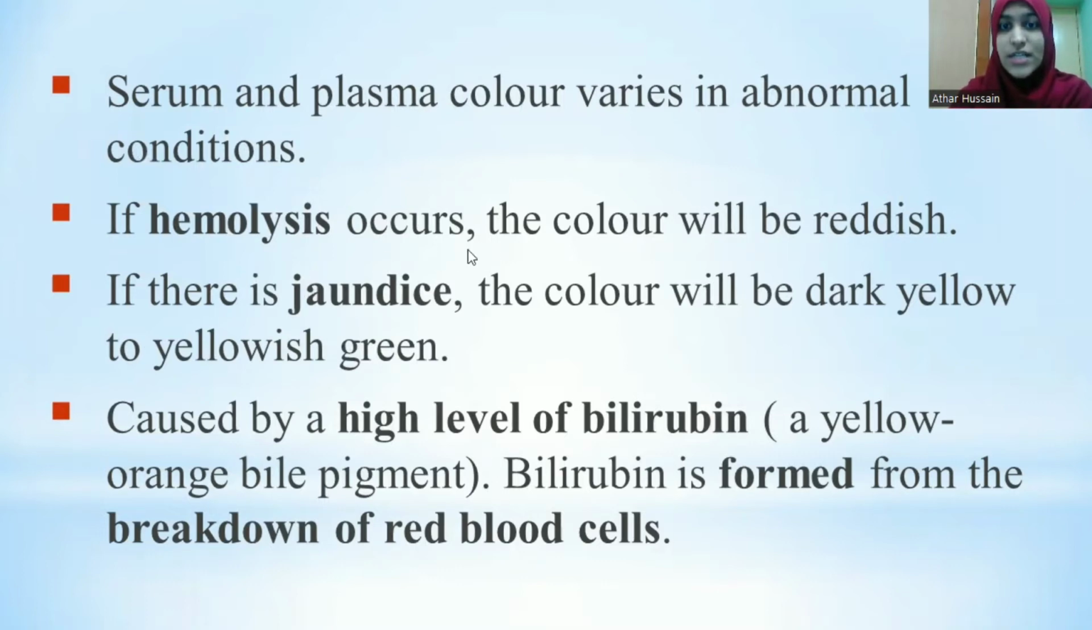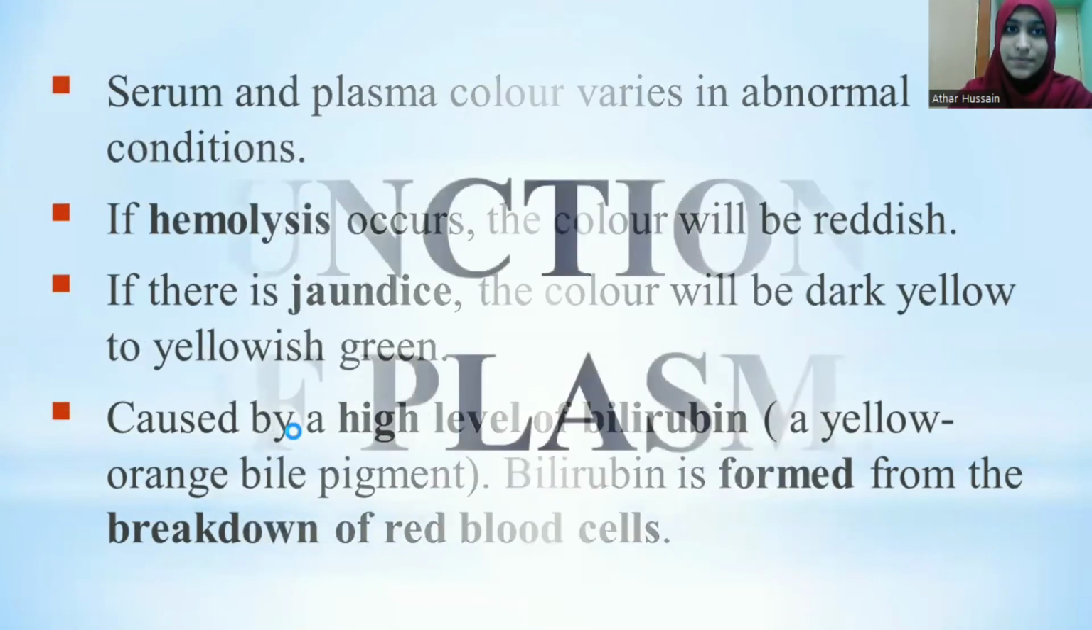If there is jaundice, what will happen? The color will be dark yellow to yellowish green. Why is this caused? This is caused due to high level of bilirubin. What is bilirubin? A yellow-orange bile pigment. How is bilirubin formed? It is formed from the breakdown of red blood cells.